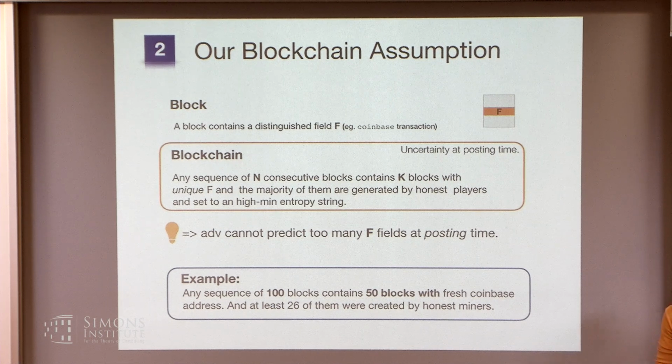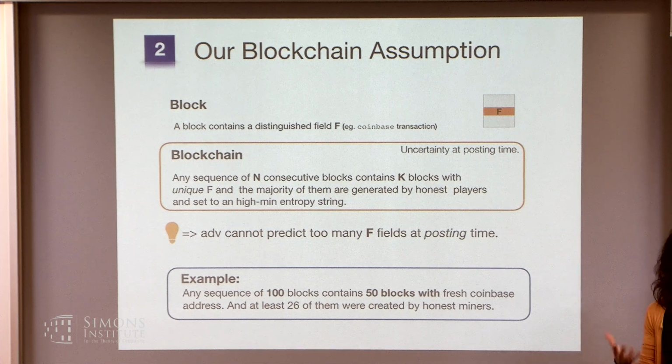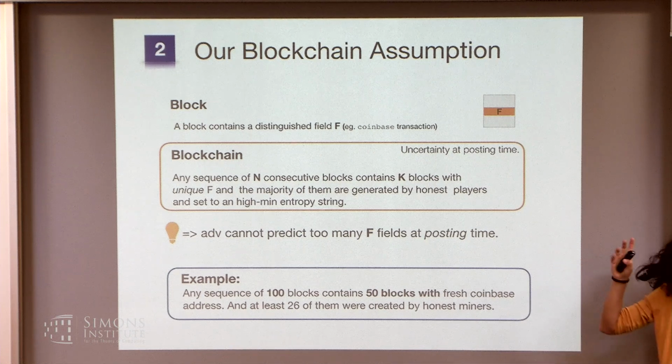Another way to think of it is that there is this distinguished field, and in this blockchain that we are envisioning, many times honest parties will put a fresh, high min-entropy string in this field. Bitcoin doesn't have this property, right? You need a fair blockchain to get that. No, actually, why not? I'm not talking about a truly random string. I'm talking about a high min-entropy string.